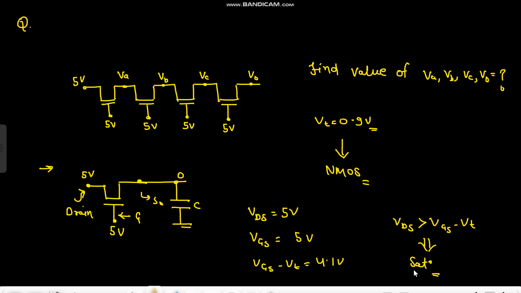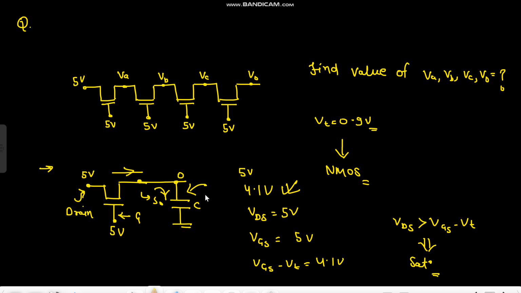These are all very basic things. In the saturation region we can replace the NMOS with a current source only. So there will be a constant current charging this capacitor, and it will start charging. Now, till what voltage will it charge? Till 5 volt or 4.1 volt? It will charge till 4.1 volt.